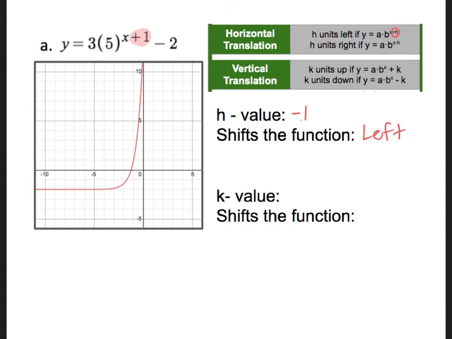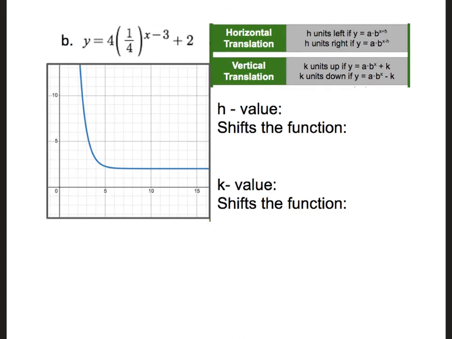So I know I would go over 1. Your k value is that number on the end, negative 2. For this one, you don't have to change anything, so it's still going to stay negative 2. And then because it's negative, it's going to go down. So remember, h shifts it left or right, and you do have to change the sign. K shifts it up or down. Don't change the sign. It stays the same.